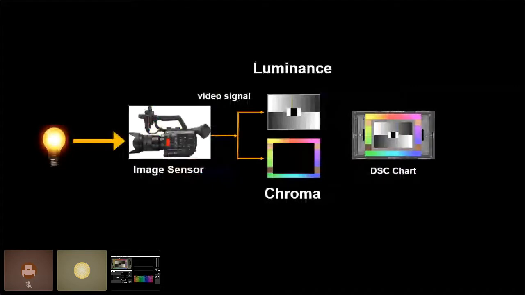So when we start looking at the simple process, we have a light. It hits the image sensor. The image sensor then transfers that into an electronic signal of luminance and chroma. And if we look at a reference chart like the DSC Chroma du Monde, we see there's sections in there specifically to evaluate chroma and luminance.